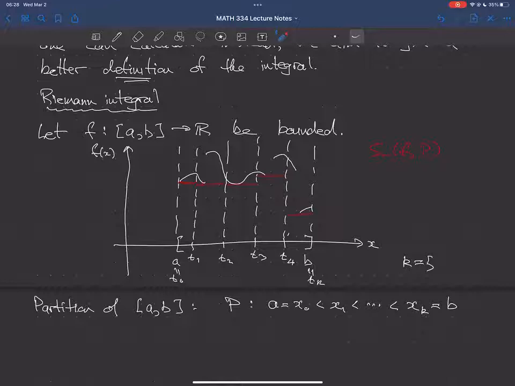Then I define the upper step function by doing the same process, but instead I take supremums. I take the first interval and look at the supremum of F over that interval. That'll be like that. Here I look at this interval, like that. This interval is going to be that. And this one's going to be like so. That function I call S plus of Fp.